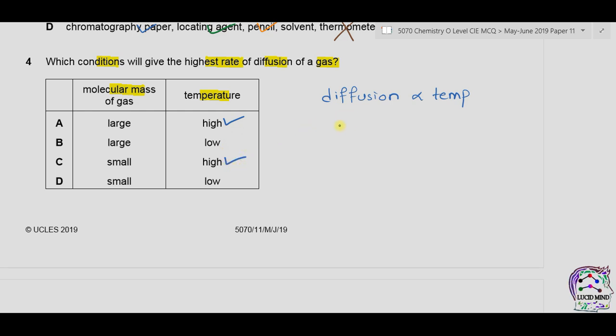Second thing is molecular mass. Now rate of diffusion is always inversely proportional to the molecular mass of gas. This is because lighter the gas, faster will be the rate of diffusion as molecular mass will be low. So we need small molecular mass for faster diffusion. Answer is therefore C.